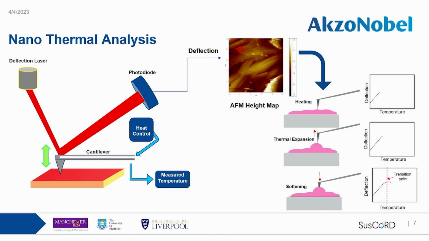So something I can do at Manchester is nanothermal analysis. So it's here. So I created a height map with the AFM to look at my surface. This is the bottom surface actually, and then my cantilever tip heats the sample, and as the sample expands, the deflection is measured, and then when the polymer softens and the tip sinks, the deflection decreases, and that's the transition point that's measured.